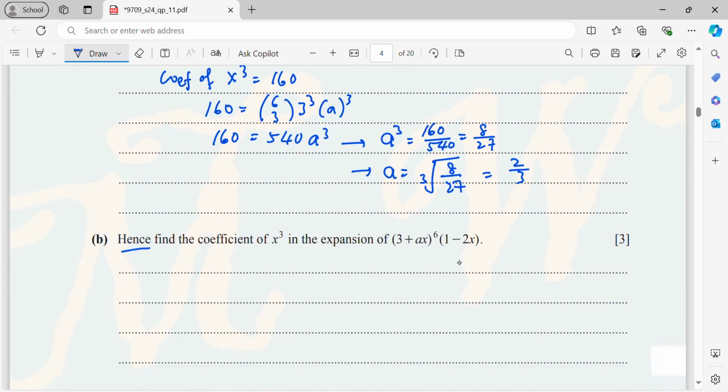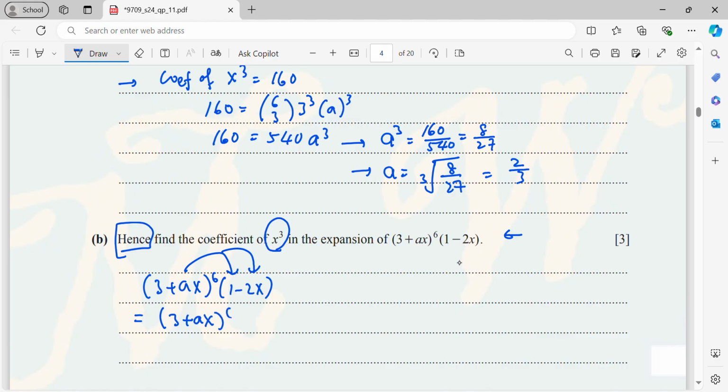Now b, hence means use the previous answer. Find the coefficient for x cubed. Just now given coefficient for x cubed is 160. Now for the new expansion, (3 plus ax)^6 times (1 minus 2x). So here I will just do expansion. This is going to be multiply with 1 and multiply with negative 2x. So you will be getting (3 plus ax)^6 minus 2x times (3 plus ax)^6. In order to get x cubed here, the coefficient for x cubed, we have done it just now. That is 160.